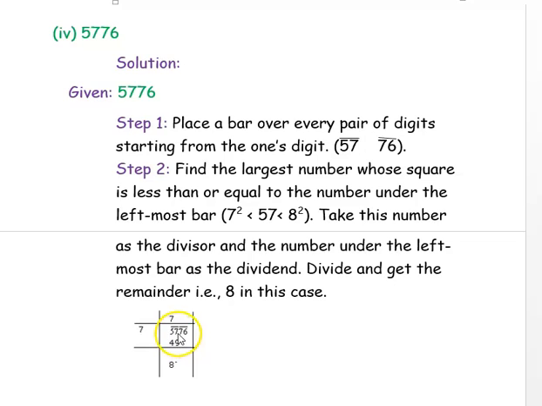Then I have considered the leftmost bar first. So here the leftmost bar number is 57. Then I want to find a number whose square is less than this 57. So I have tried and I got 7 squared. 7 squared is 49, which is less than 57. Suppose if I go to the next number, which is 8, then 8 squared will become 64, which is greater than 57. So we cannot write it. So I am writing 7 into 7, that's 49. And I am subtracting 57 minus 49. So I get 8. So 8 is the remainder.